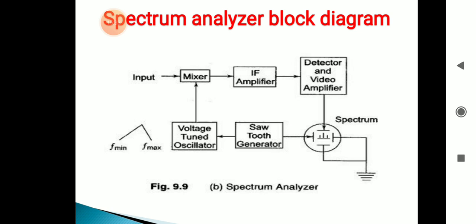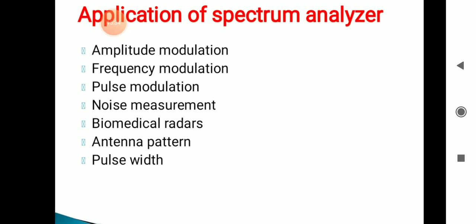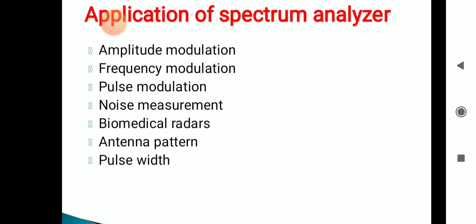Next we'll move on to the applications of the spectrum analyzer. First one is amplitude modulation, second is frequency modulation, third is pulse modulation, fourth is noise measurement, biomedical, radars, antenna pattern, and pulse widths. These are the major applications of the spectrum analyzer. Next we will discuss the difference between time domain and frequency domain, as we discussed earlier the time domain representation and frequency domain representation.